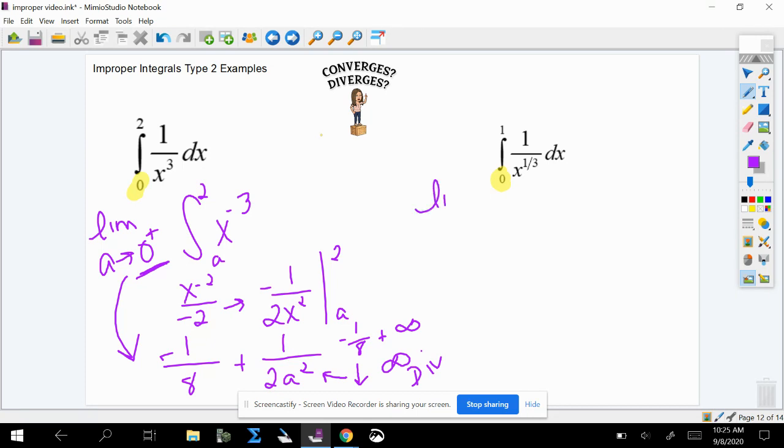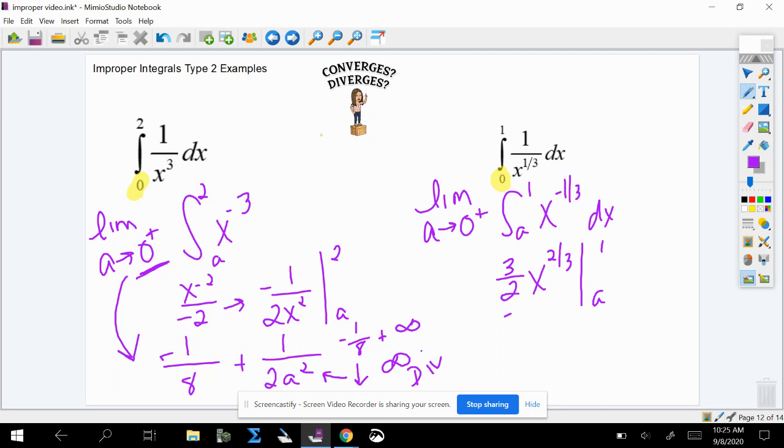So we are going to fix the limit notation as we approach 0 from the right, because I can't put 0 in, so I'm going to start right after it, from a to 1. And I'm going to write this as x to the negative 1/3. Power 1 greater divided by that power. Let's see, power 1 greater is going to be the 2/3. So I'm going to get 3/2 x to the 2/3 from a to 1. So I'm going to get 3/2 times 1 to the 2/3, which is just going to be 3/2, minus 3/2 a to the 2/3. I keep saying 2/3, 3/2, excuse me.